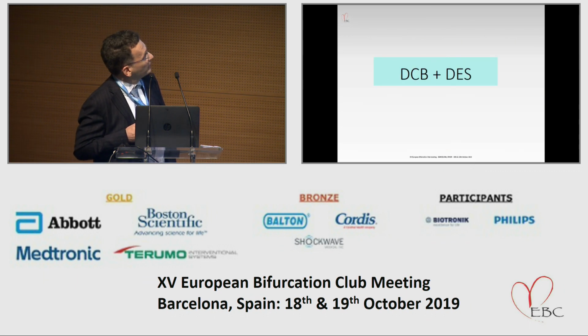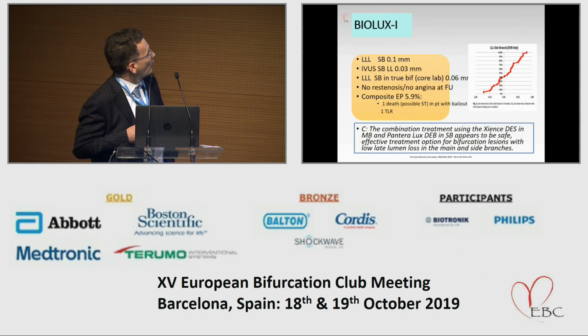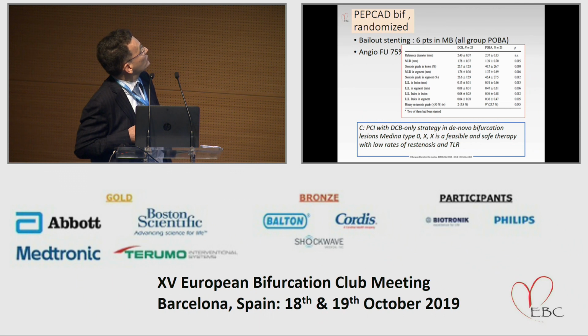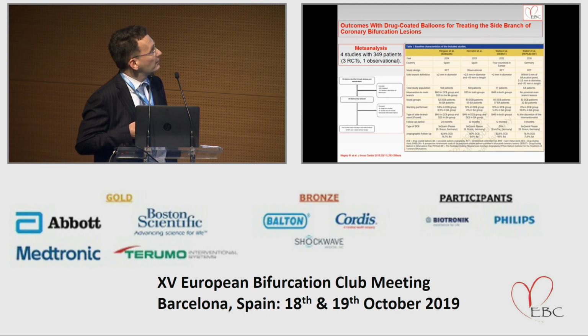The situation was completely different when using the DES, either the Taxus or the Desai DES, together with a DEB in the side branch, which proved to be a safe and effective treatment option. The DEB-only strategy was proven by the Schultz study to work in de novo bifurcation lesions. Actually, 33% of them were de novo left main bifurcation lesions, but also by the PEPCAD-BIF randomized trial, which was done in Medina type 0XX cases, which proved again a feasible and safe therapy.